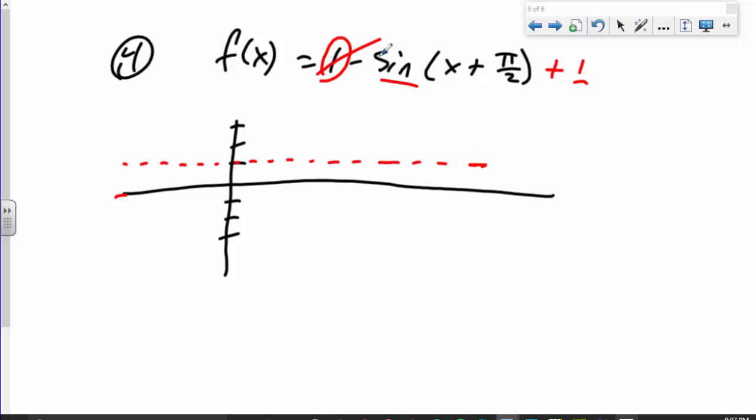Okay, I can see here in front of the sine there is a negative, or a negative 1 if you want to call it that. So I'm going to go up 1 from the center and down 1 from the center, so it'll be right on the x-axis. Okay, let's find the period out of this.